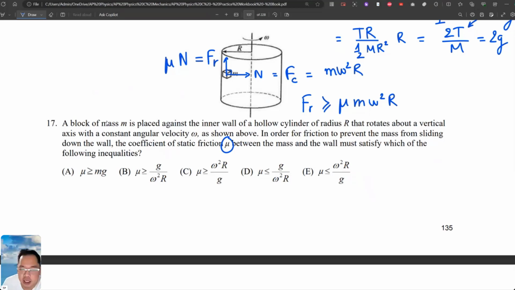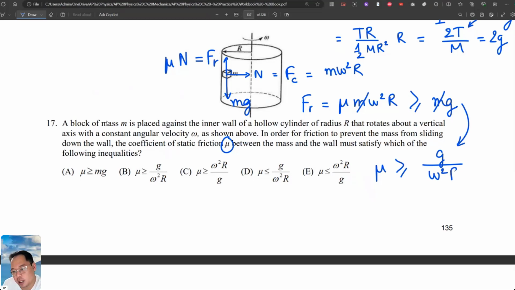Okay, so Fr is at least equal to the weight. Fr equal to this thing. It must be at least equal to the weight mg. Therefore, we can simplify m, resulting in mu greater than or equal to g over omega squared r. Omega squared r, g, which is D here. 17 B. G over omega squared. Wait. This is smaller. I'm wrong in choosing. This is correct.